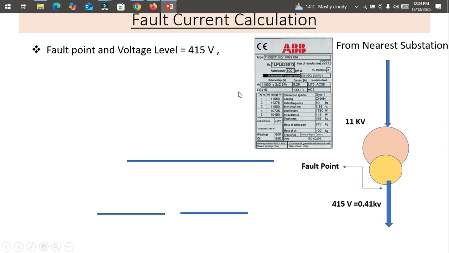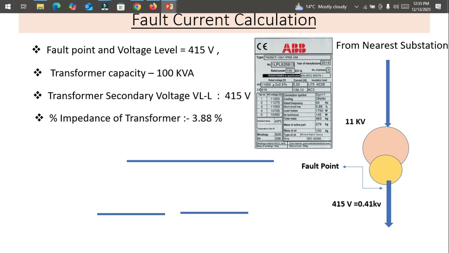Now we have to identify the transformer capacity, its secondary voltage and percentage impedance. Definitely we have to take it from the transformer nameplate. This is the make of ABB transformer. Here you can see, rated power is 100 kVA, so transformer capacity is 100 kVA, and low voltage means secondary side voltage is 415 volt, as you can see.